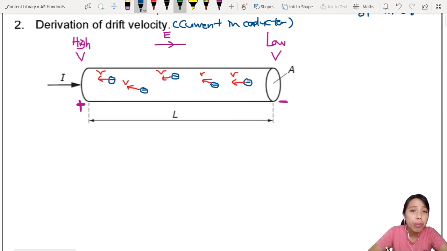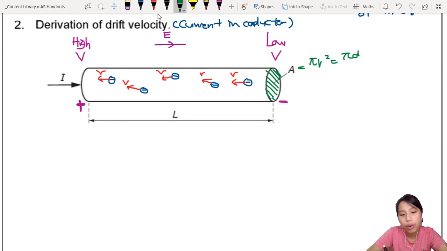But one more important thing you need to know is the area and length of the wire. So area here can mean cross-section area. Sometimes it's a square, sometimes a circle. But here, if it's a circle, then it's pi r squared or pi d squared over 4. And there will be a certain number of electrons flowing past this area.